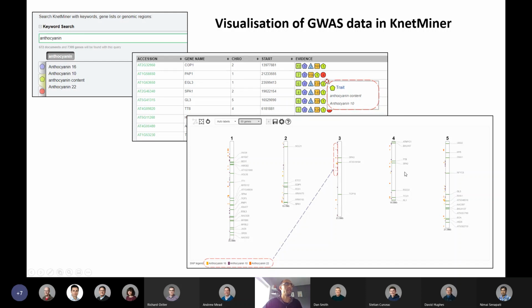And the third one is there is a view called map view, which shows you the chromosomes and the genes on the right-hand side, and then on the left-hand side it visualizes the different GWAS studies that are in the knowledge graph as well, which is a nice and interactive way of seeing overlaps between predicted candidate genes and published GWAS data.